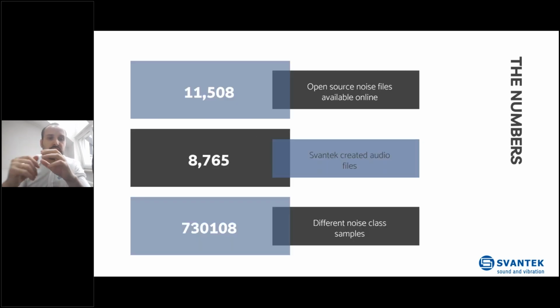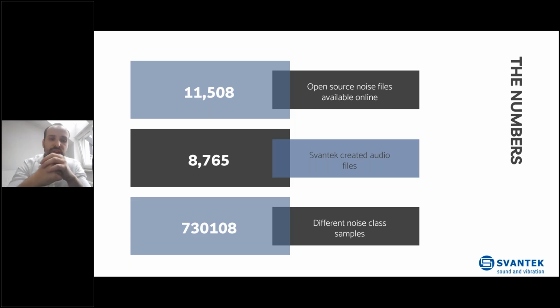All of that work has led to 11,500 open source noise files that we had to tag and use to train the model. Svantek itself obtained and created over 8,760 files, which we then used and tagged to be able to train the model. So the model is not just taken from some generic inputs from the web where you download YouTube video files with a cat yawning and then tag that as a cat.